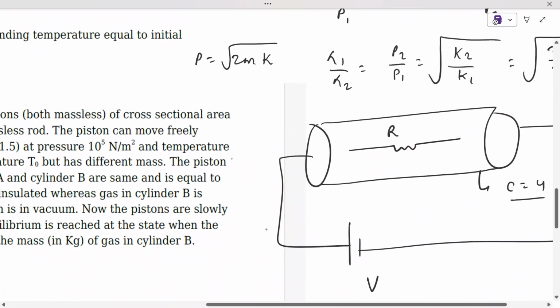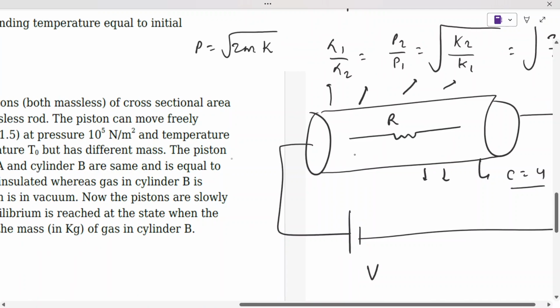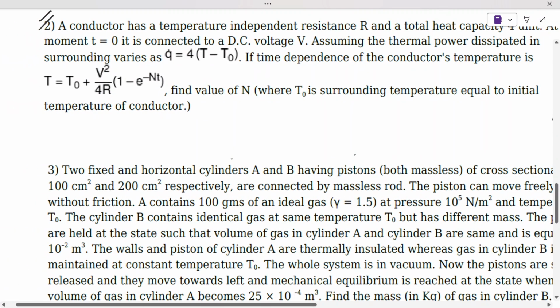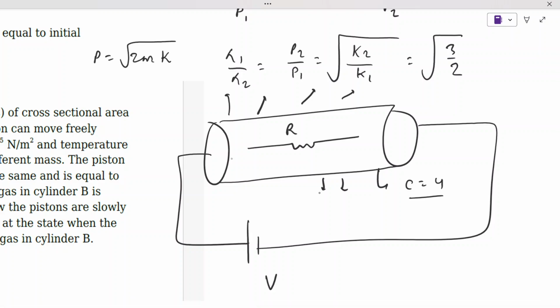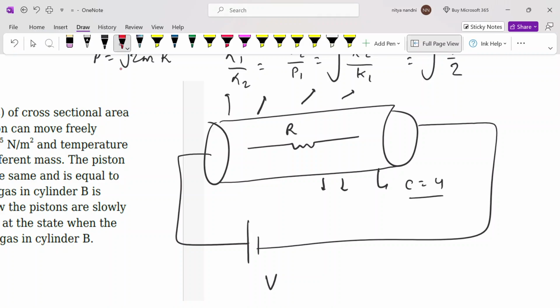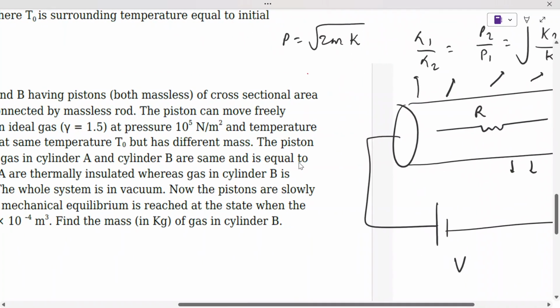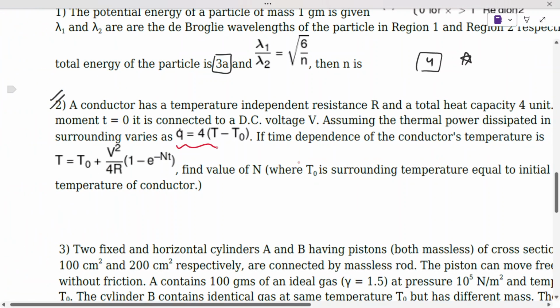Assuming the thermal power dissipated in the surrounding, the heat also dissipates into the surroundings. T naught is the surrounding temperature, and T is the temperature of the conductor. The thermal power dissipated in the surrounding is given by this particular expression.